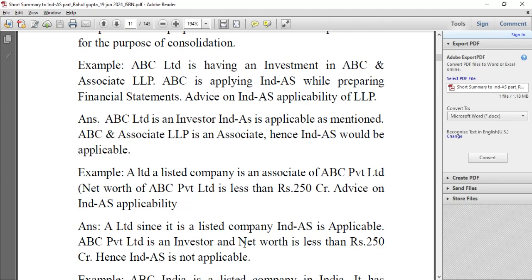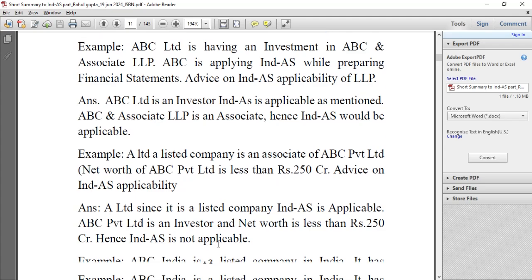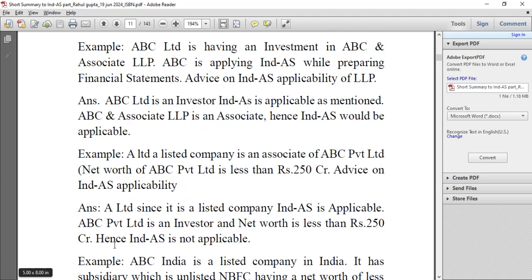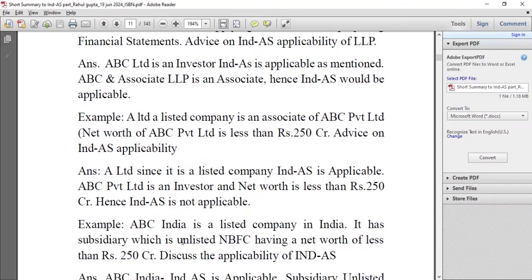Example 5. A Limited, a listed company, is an associate of ABC Private Limited. The net worth of ABC Private Limited is less than 250 crore. Advice on Ind-AS applicability: A Limited, since it is a listed company, Ind-AS would be applicable. ABC Private Limited is an investor and its net worth is less than 250 crore, hence Ind-AS would not be applicable.